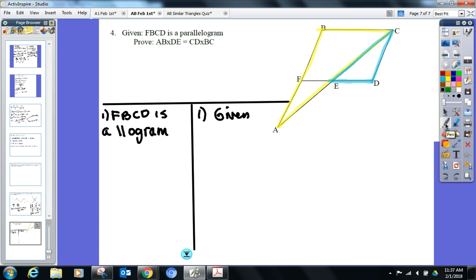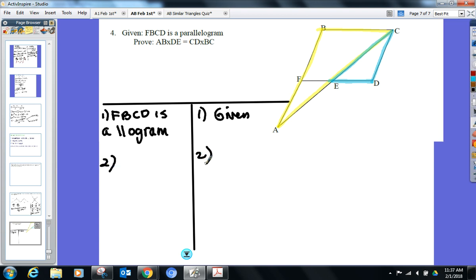What's the only method in a proof we use to prove triangles similar? Angle, angle. Anybody see a pair of angles up there that I can prove congruent? Justin? B and D, yep. Why do you say that, Justin?